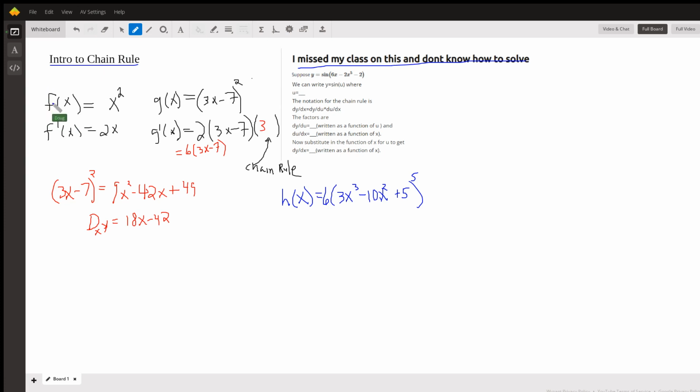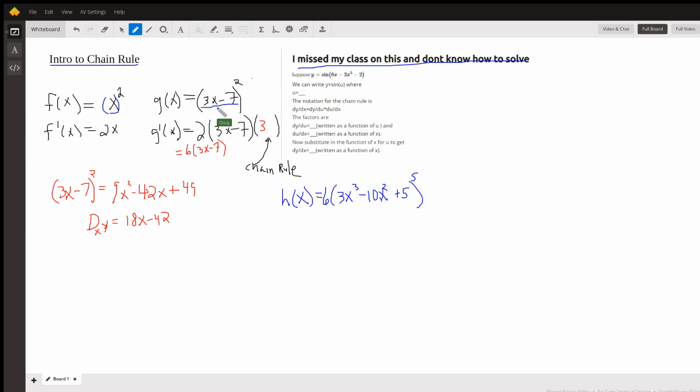If you have this simple function, f of x equals x squared, then by the power rule, you know the derivative is 2x. But if you have g of x equals something squared, which is similar to this, there's an extra step involved. You can think of this as the letter u, and then the derivative would be 2u.